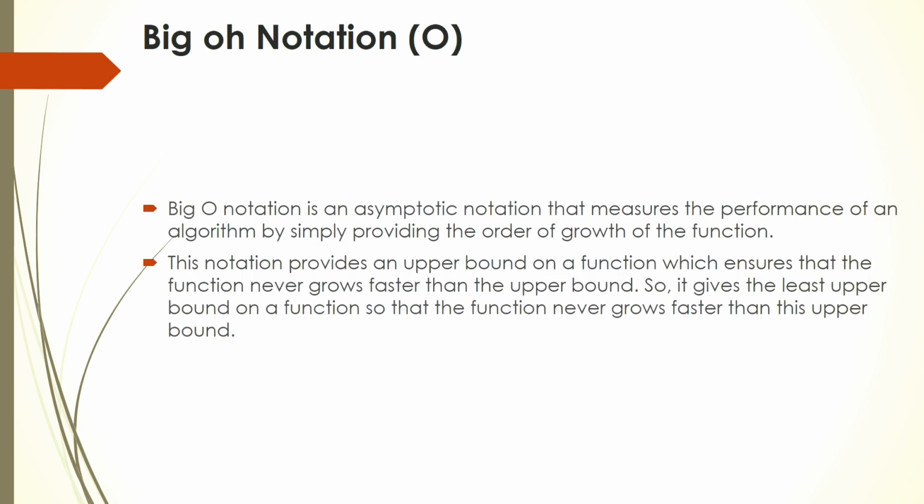So, what is big O notation? Big O notation is an asymptotic notation that measures the performance of an algorithm by simply providing the order of growth of the function. This notation provides an upper bound on a function, which ensures that the function never grows faster than the upper bound. So it gives the least upper bound on a function. It is a formal way to express the upper boundary of an algorithm's running time. It measures the worst case time complexity, or the longest amount of time the algorithm takes to complete the operation.